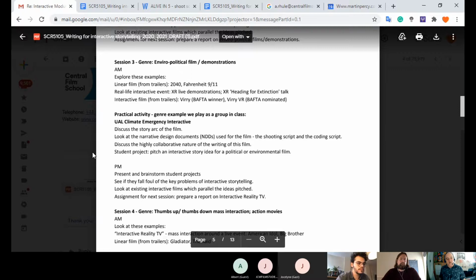We'll have a look at a trailer for Fahrenheit 9/11, which is nothing to do with the environment, but is, I believe, the biggest box office hit of any political film. But we'll also look at real-life interactive events. So, for example, Fridays for Future events. And Jocelyn, it'll be great to hear about your personal experience there.